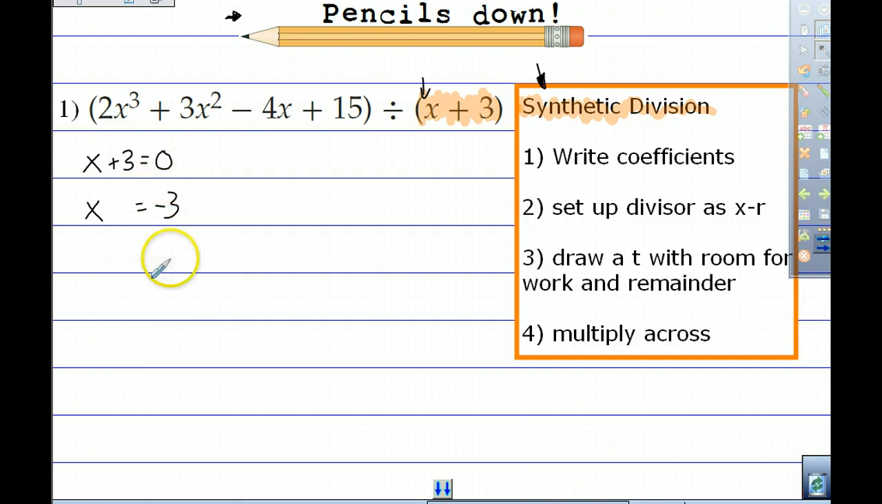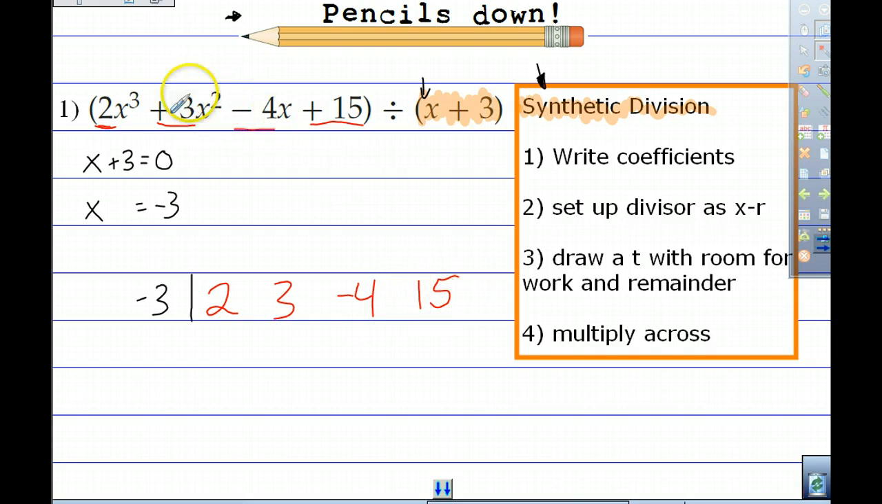And why we're doing this will make more sense later in this chapter. Why do we want to do this? But right now we're just going to kind of learn the steps. So we're going to have this divisor. So instead of having x plus 3 in front, we're going to have just the -3. And the second part that's new is that instead of putting everything 2x to the third, 3x squared, inside here, we're only going to put the coefficients. So this method has no variables whatsoever. We just put -3 here instead of x plus 3. Instead of all this stuff, we're just going to put 2, 3, -4, and 15.